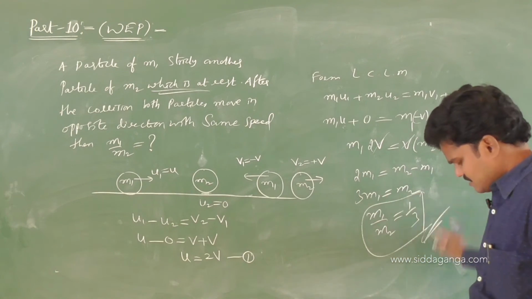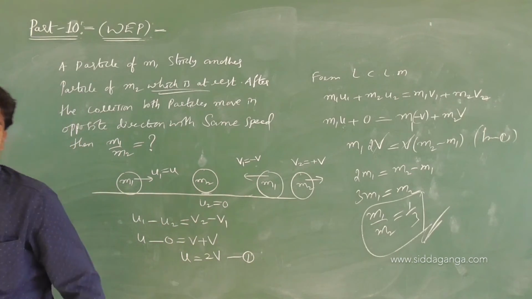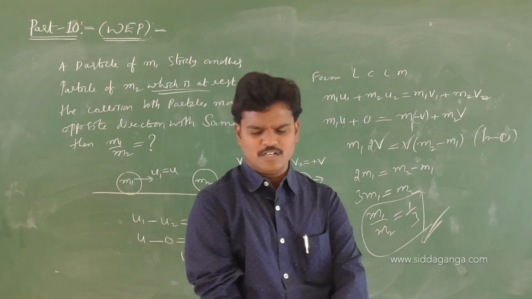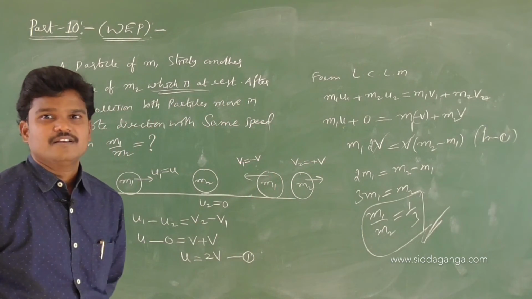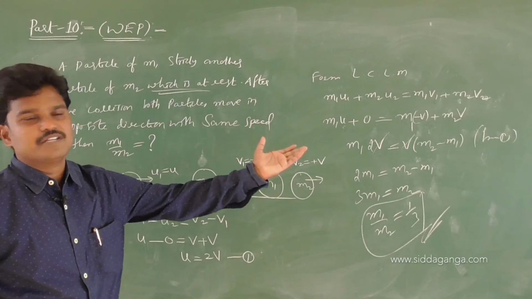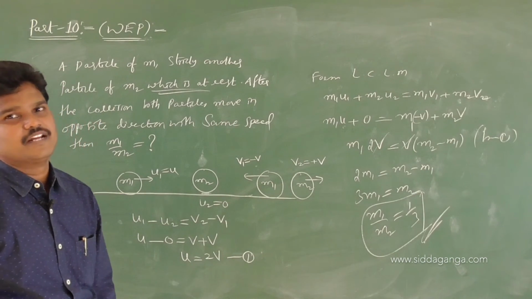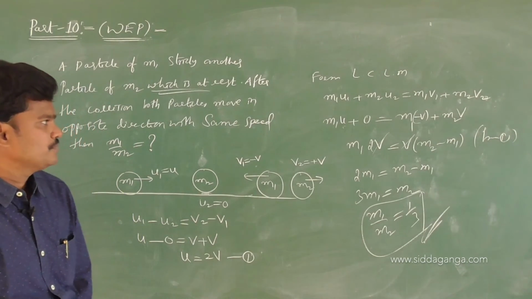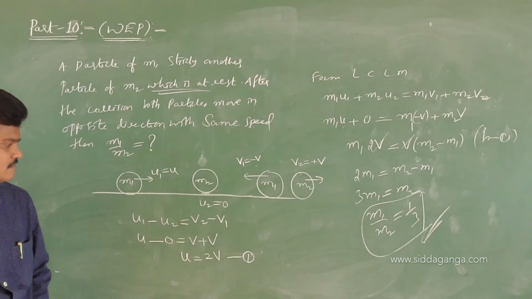If the mass ratio is 1:3, then both particles will fly off in opposite direction with the same speed. So this is a regular question and a general thing. The mass ratio is 1/3. Otherwise you can use the v1 equation or the v2 equation, take any one, and you will get the same answer. Okay, you try this.